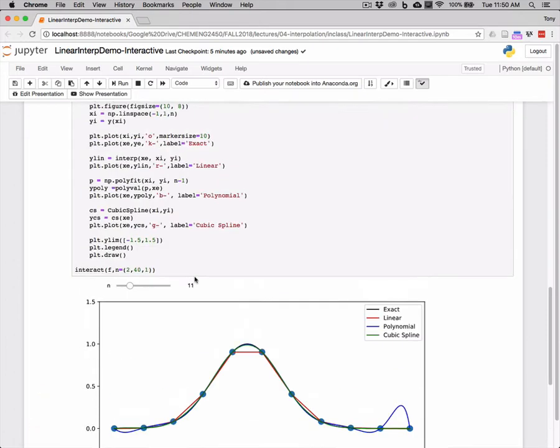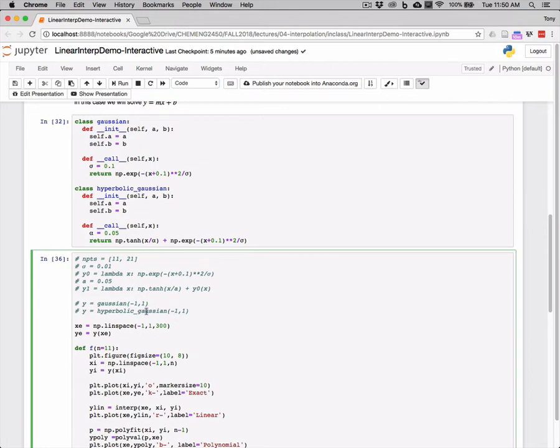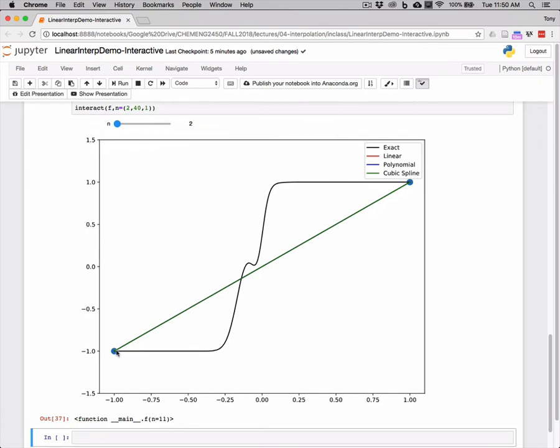So I'm going to give another function now, which I call the hyperbolic Gaussian, which is a Gaussian distribution with a hyperbolic tangent. Okay? I'm going to run this. I'm going to start it at 2 points. Okay. So the original function, the original data, should follow this black solid line. You see, it starts at -1, goes flat, and then, bam, it peaks, and there's a little kink over here. And then goes up, and then flattens out again. With 2 data points, all linear, polynomial, and cubic splines just follow the same line. Obviously, a pretty horrible interpolation.